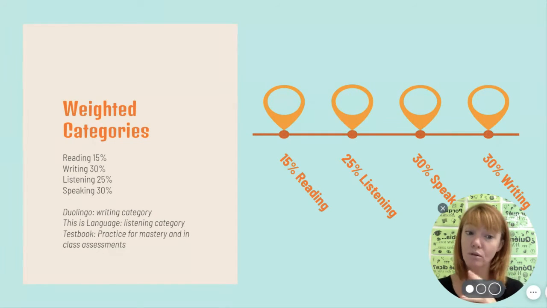Duolingo, which is the app that you'll use at home to practice vocabulary, that will go in the writing category. It's a lot of times used for your work at home, not in class. This is Language is in the listening category, and you'll understand more about those activities as we practice them together before you do them alone at home.